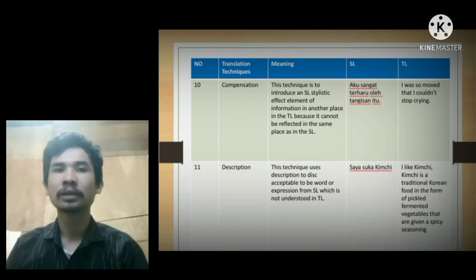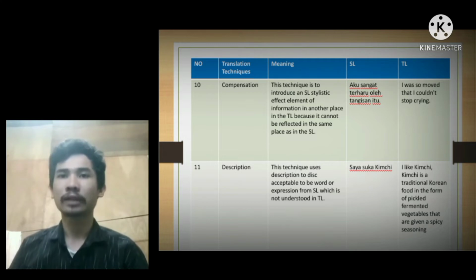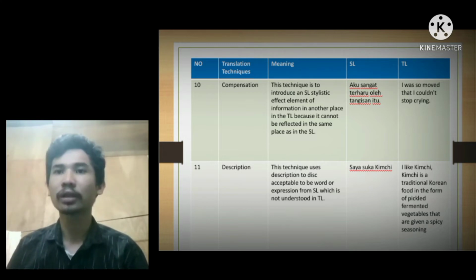And the next is description. This technique uses description to replace a word or expression from the source language which is not understood in the target language. An example in source language is "saya suka kimchi", and the target language is "I like kimchi". Kimchi is a traditional Korean food in the form of pickled fermented vegetables that are given a spicy seasoning.